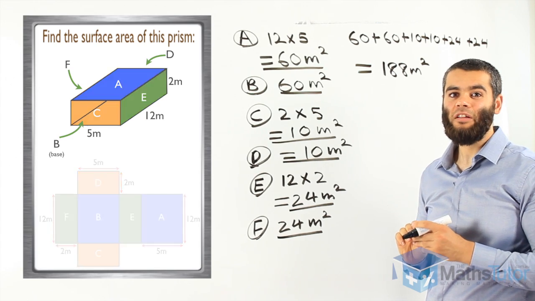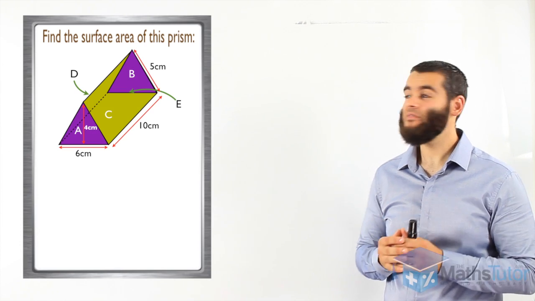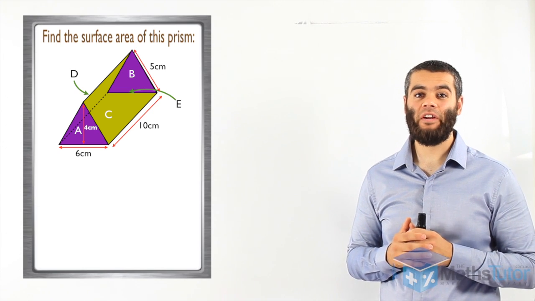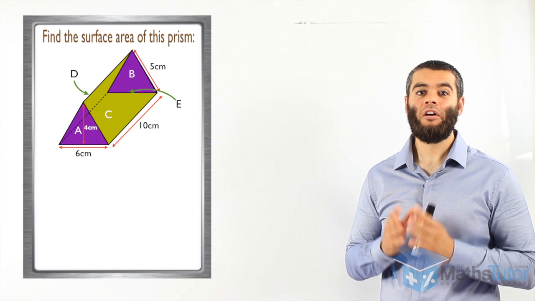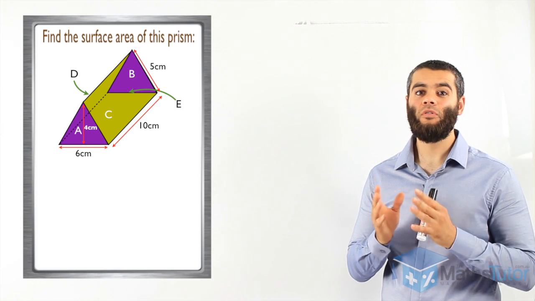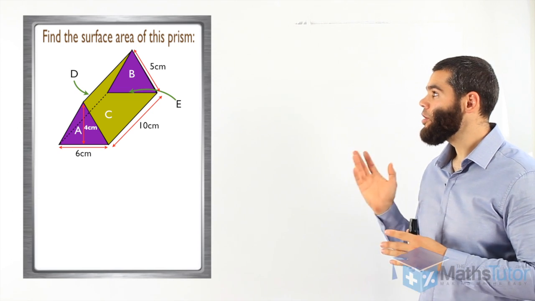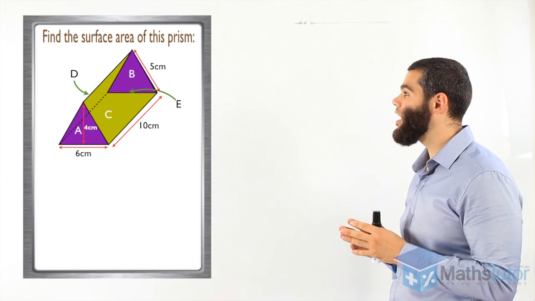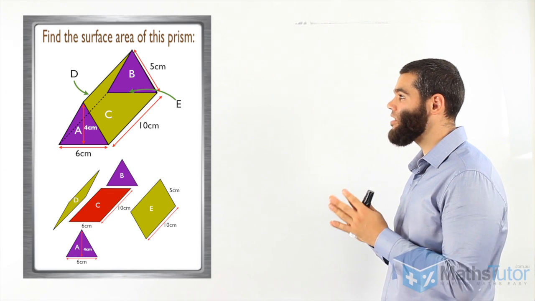Now let's do another 2 examples. The next example now, we have a triangular prism. We are also asked to find the surface area of this triangular prism. We know we've got to find the surface area of every face, all the faces in this prism. First, let's look at it carefully. The triangular prism has how many faces? It has 5 faces.